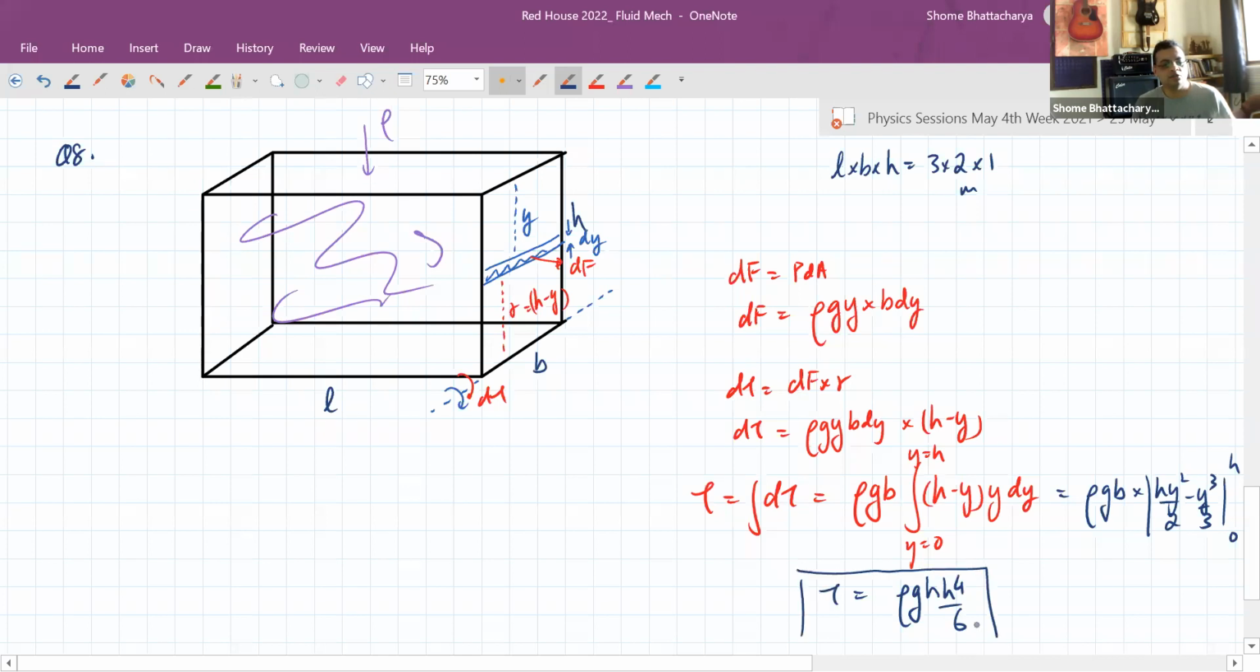Now you substitute the density as 1000 kg per meter cube, substitute g as 10, substitute this width b as 2 meters and the h as 1 meter. Then I believe you will get the answer. Whereas if you take the dimensions in some other order, you'll get the torque as a different value.